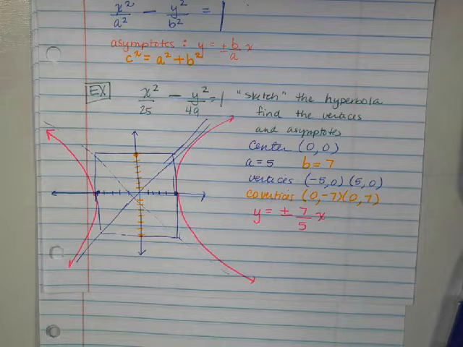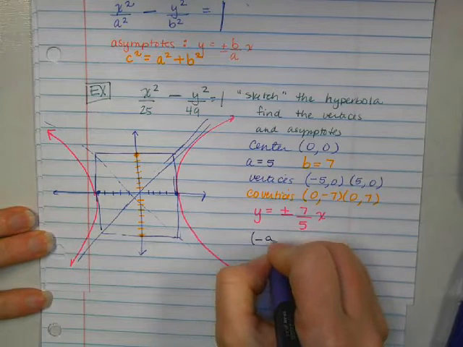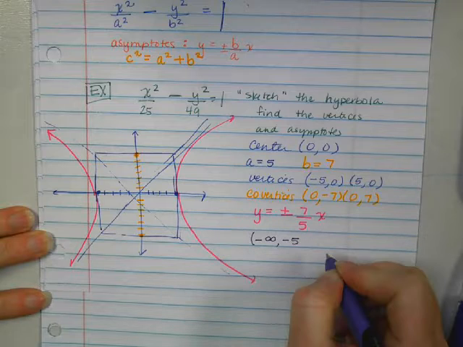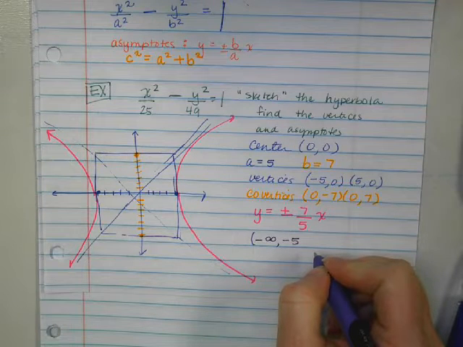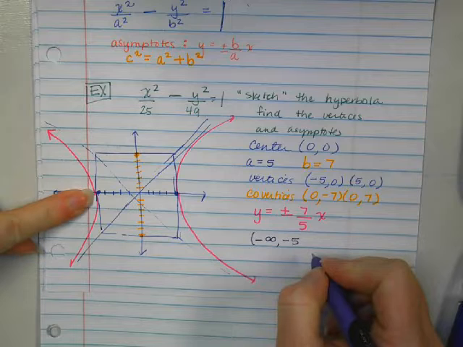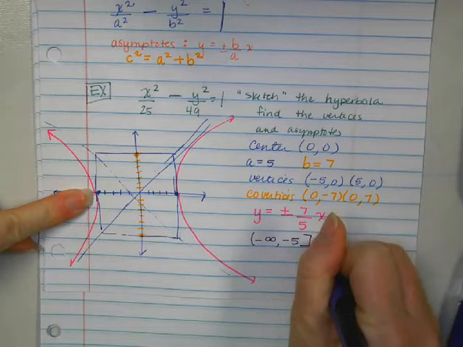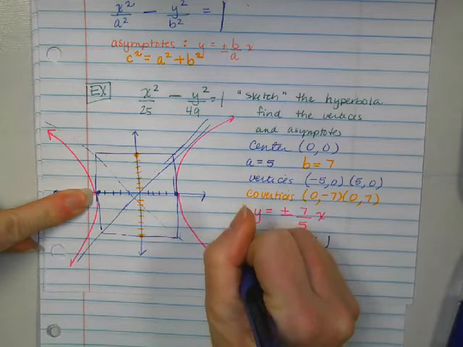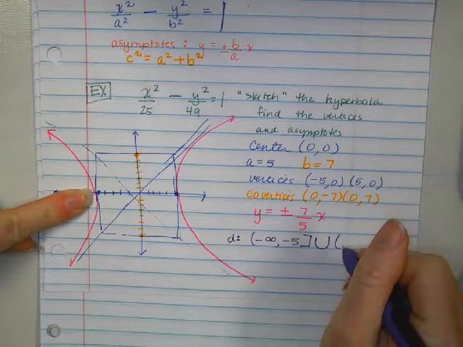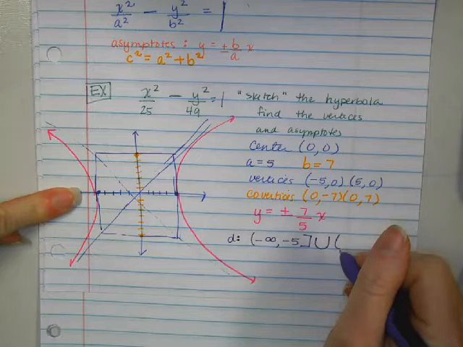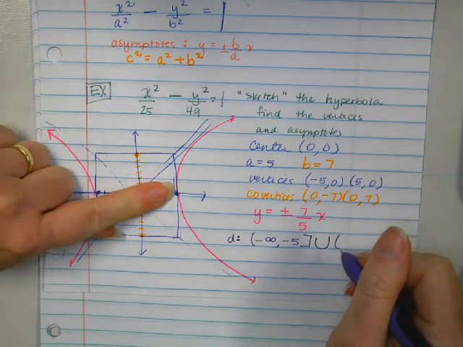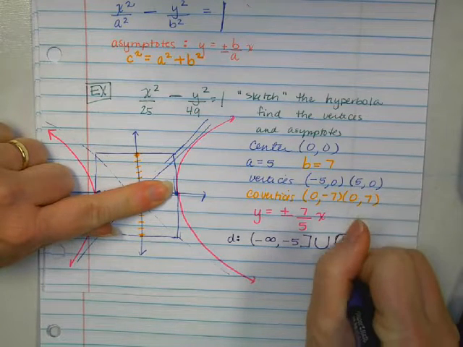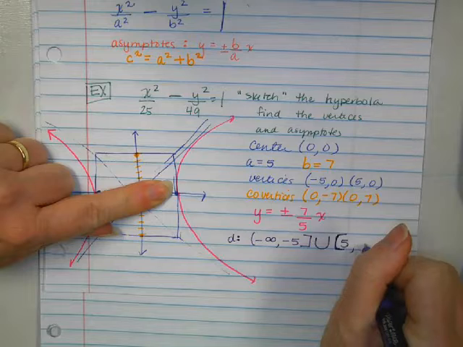Okay, so now, what is the domain of this graph? Negative infinity to negative 5. Now, infinity is never in a bracket, but the negative 5 is a bracket because it touches that place at negative 5. Big U, union with. The graph doesn't start over. Remember, the graph is just the pink part. The graph doesn't start over again until 5, and that should be a bracket, and it goes to infinity.